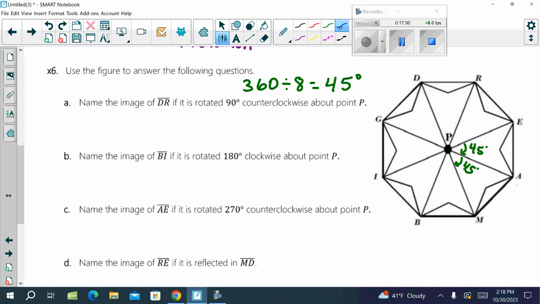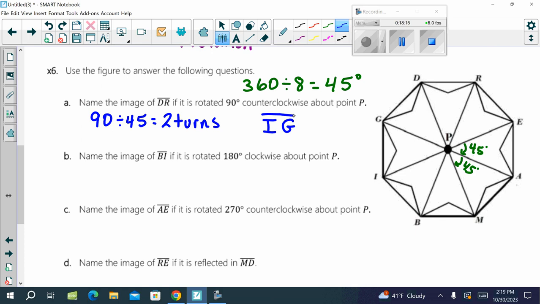Name the image of DR rotated 90 degrees counterclockwise about point P. So how many turns is 90 degrees? 2 turns, right? So 90 divided by 45 degrees equals 2 turns. So if we start at DR and we want to go counterclockwise, which way are we going? This way, to the left. So DR, 1, 2, ends up where? IG. Any questions there?